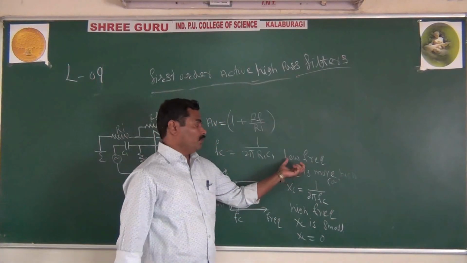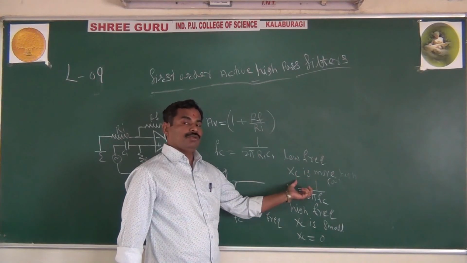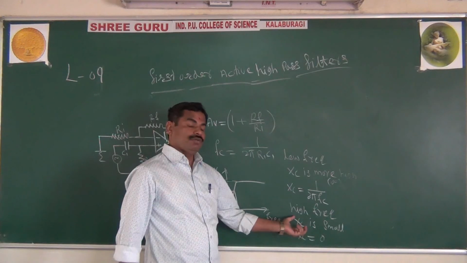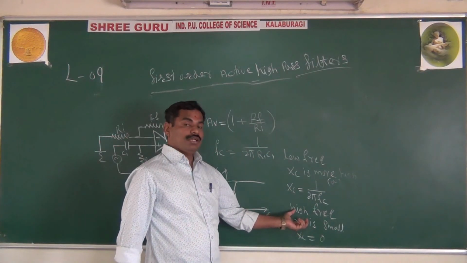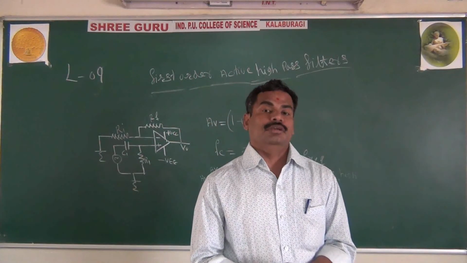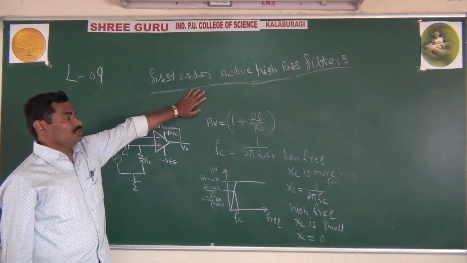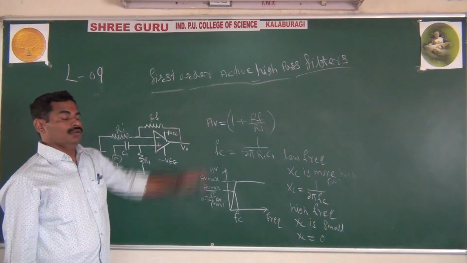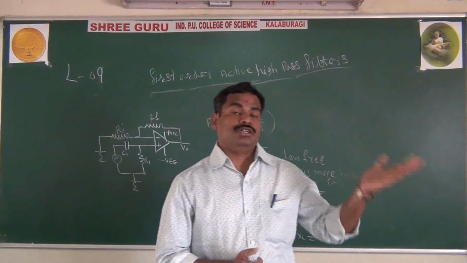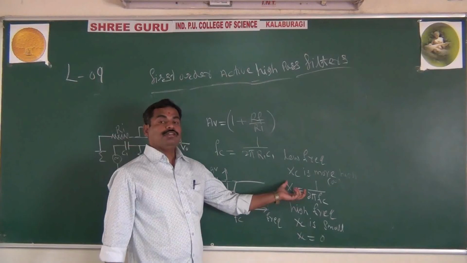At low frequency, your capacitor reactance is very high. That's why it is not allowing the low frequency signal. For high frequency, the capacitor reactance is very less. That's why it is allowing the high frequency signal. Overall, the important thing is that your first order active high pass filter allows only the high frequency signal, and it attenuates or stops the low frequency signal because of the property of the capacitor.